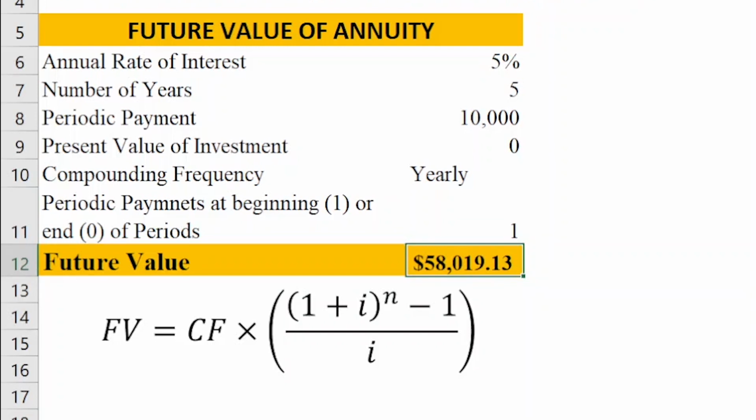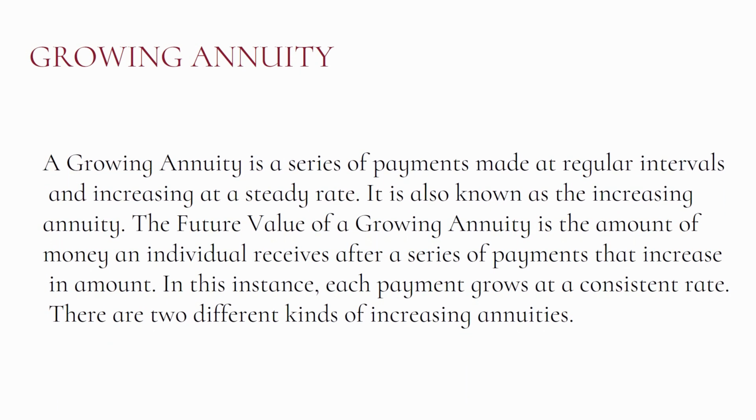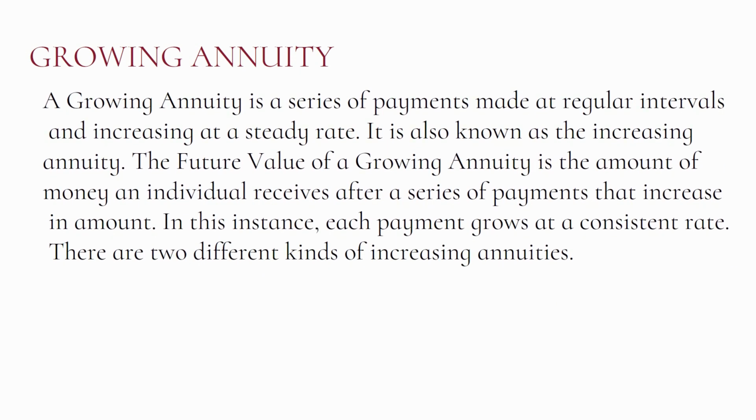So this was about the future value of ordinary and due annuity. We can also have a growing annuity. A growing annuity is a series of payments made at regular intervals and increasing at a steady rate. It is also known as the increasing annuity. The future value of growing annuity is the amount of money an individual receives after a series of payments that increase in amount. In this instance, each payment grows at a constant rate.